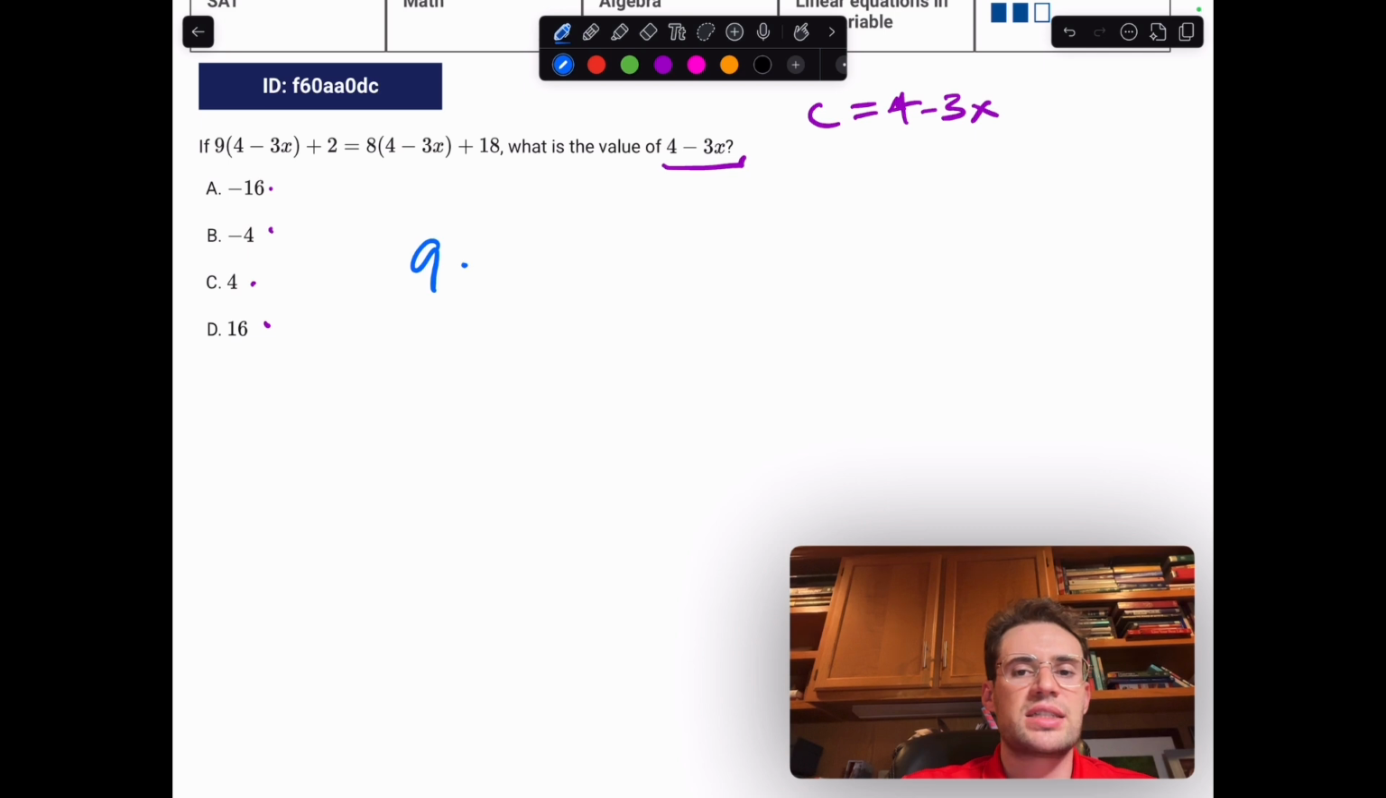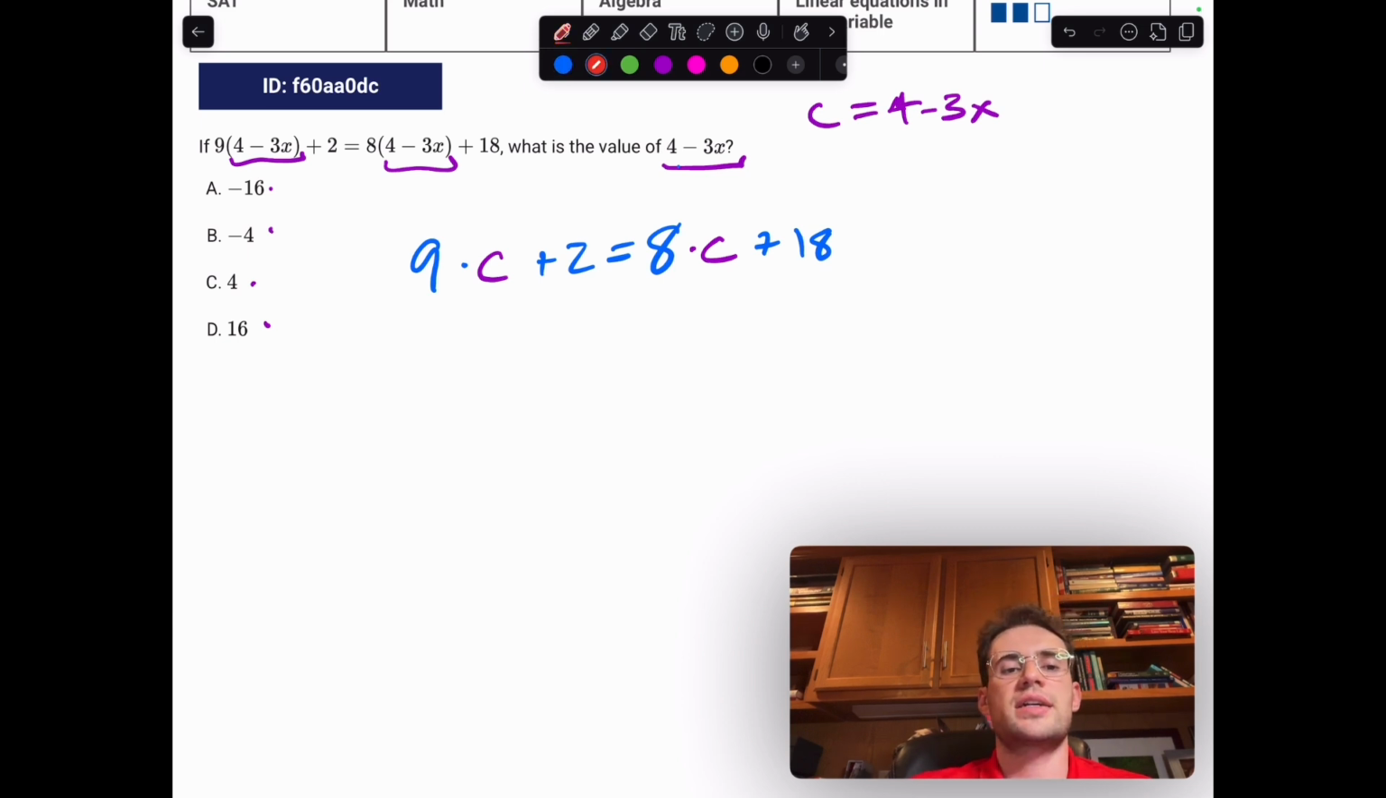So we have 9 times c, because c is 4 minus 3x, plus 2 equals 8 times c, which is 8 times 4 minus 3x, plus 18. And now we're just solving for c, right? We're solving for 4 minus 3x. And again, if you do it the way where you just solve for x, just make sure that you plug it into this 4 minus 3 times your answer there.